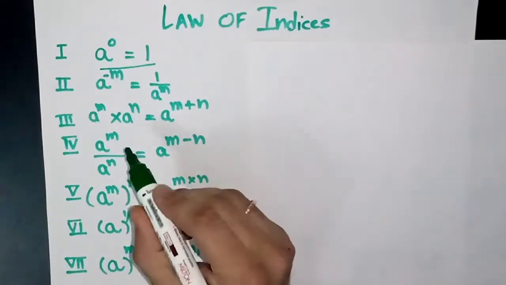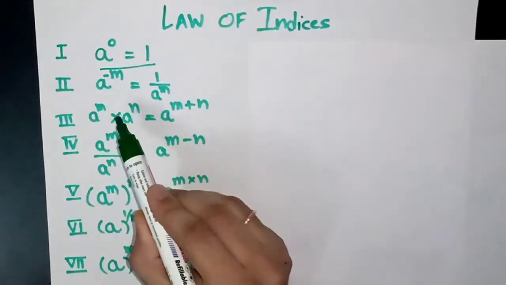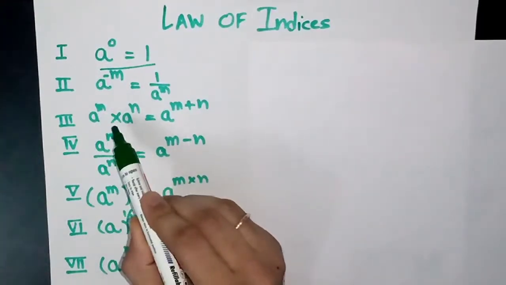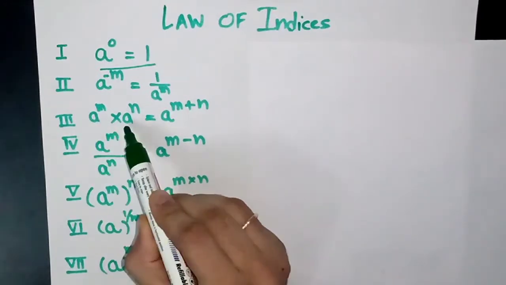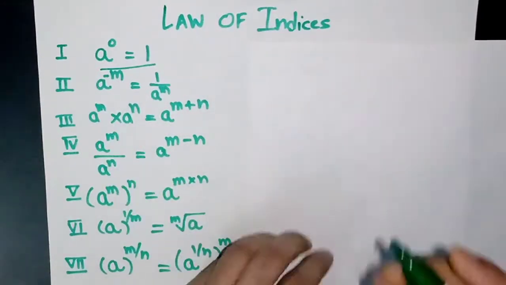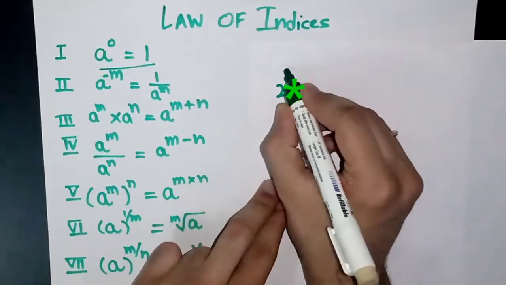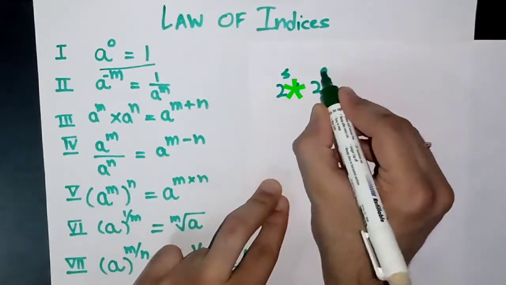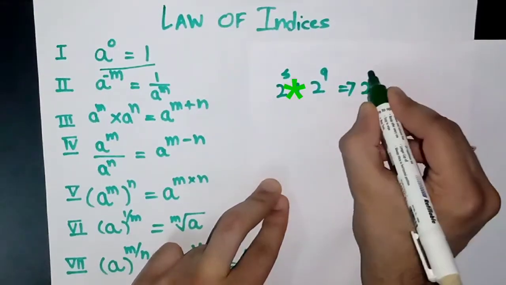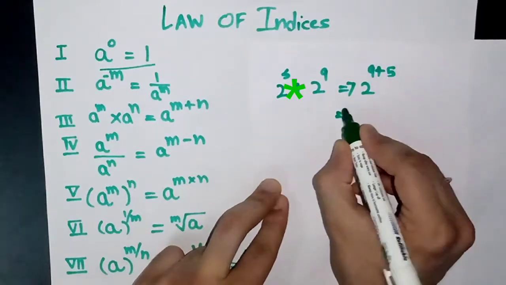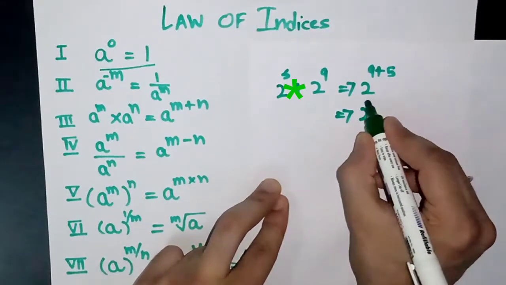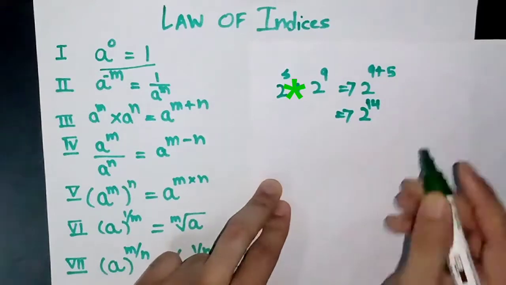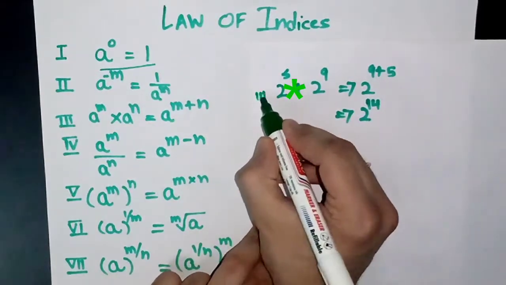The third rule is a to the power m into a to the power n. If the base is the same, then the powers get added. For example, 2 to the power 5 into 2 to the power 9 can be written as 2 to the power 9 plus 5, which gives 2 to the power 14.